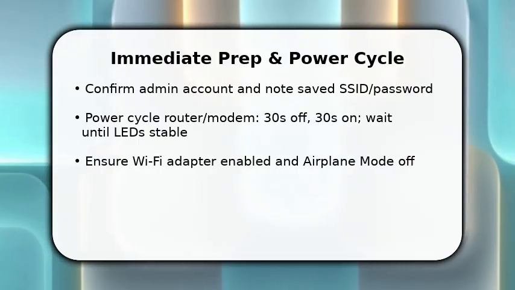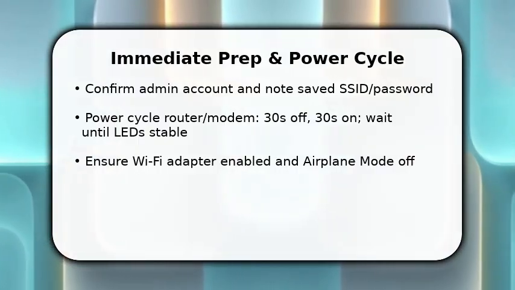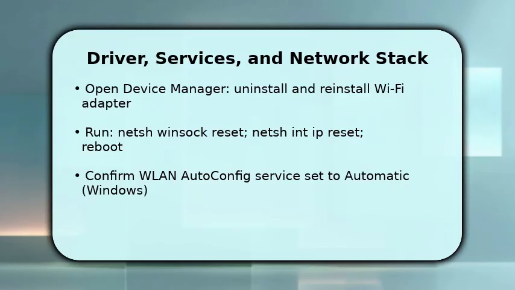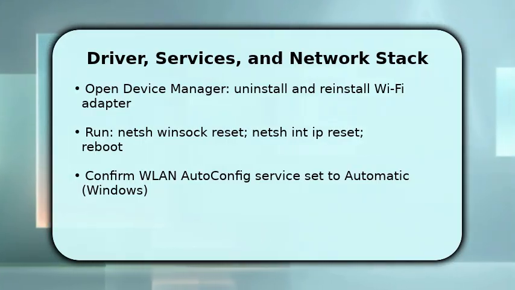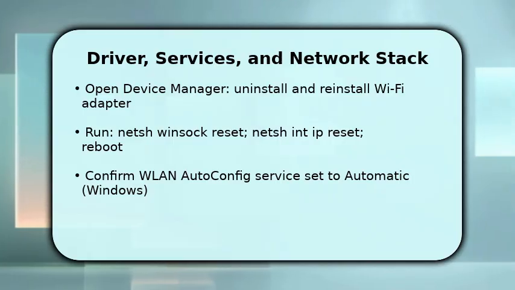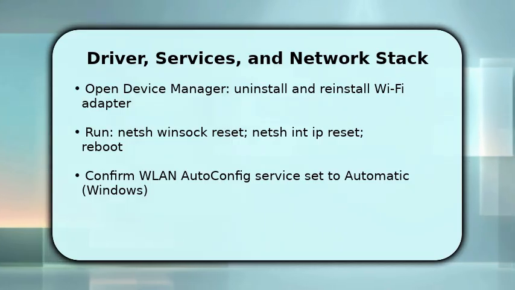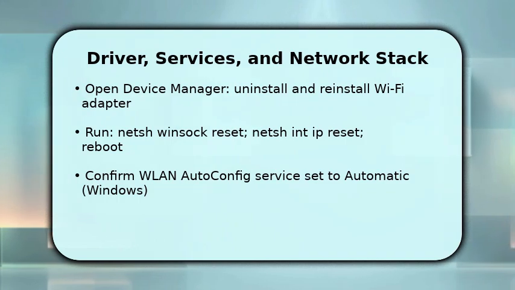Next, you address drivers and the network stack because saved/disabled networks often stem from corrupted driver or service states. Open Device Manager, uninstall the Wi-Fi adapter, then scan for hardware changes to reinstall the driver. This forces a clean driver state. Run the commands netsh winsock reset and netsh int ip reset, then reboot to rebuild sockets and IP tables. Also check WLAN AutoConfig, Windows, or the equivalent background service.